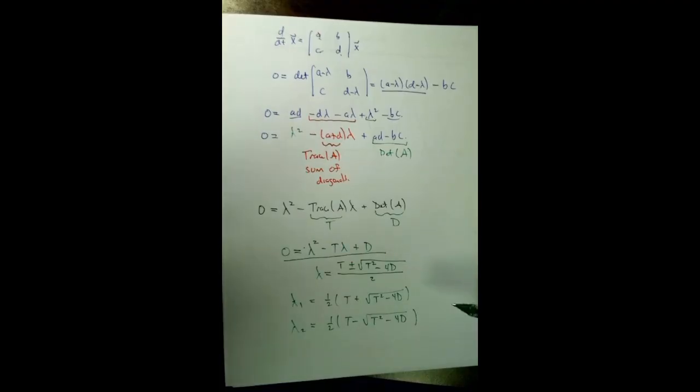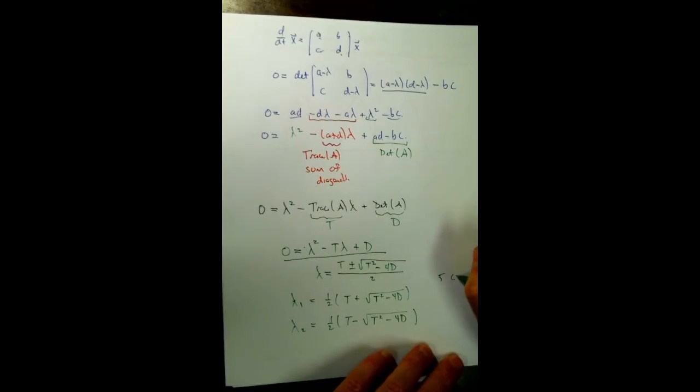And just as before, I have 5 situations I've got to deal with. First situation is when T squared minus 4D is negative, so these are complex, and then I can just focus on the real part. The other situations are when I get lambda 1 and lambda 2 both negative, a case where one is positive, one is negative, and the other case where they're both positive. So I'm going to have to deal with these 5 cases.